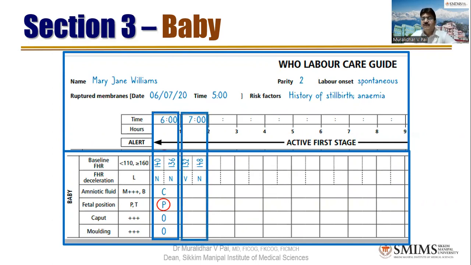And at 7 o'clock, they have not done a PV, so they have not probably written anything. How often to do PV? Should I break the suspense? There is no change. It's the same as old teaching. You do per vaginal examination once in 4 hours only, unless there is a compelling indication to do it earlier. So there is no mention about the fetal position here or caput or molding because they have not done a PV. But FHR, they have entered. Baseline is okay. No decelerations, and there was a variable deceleration.